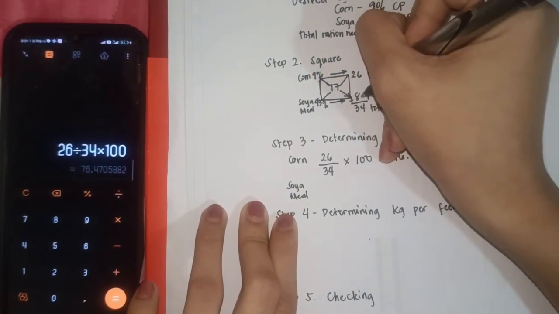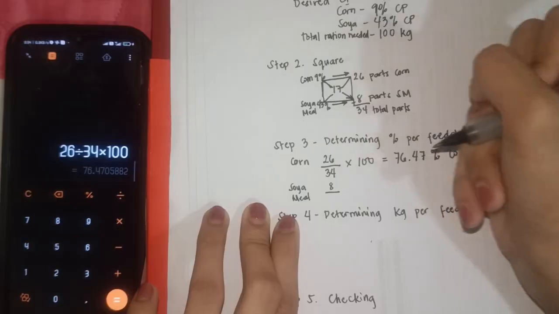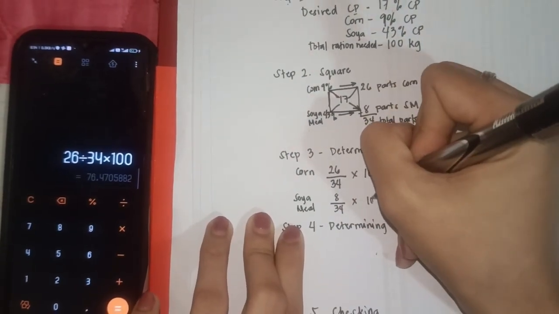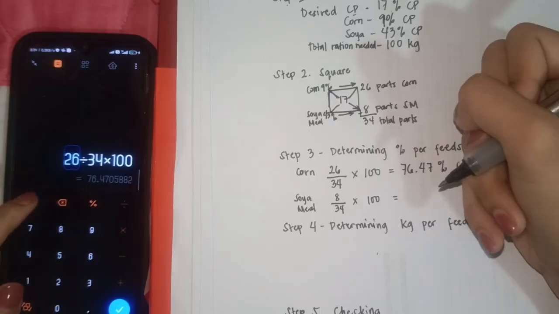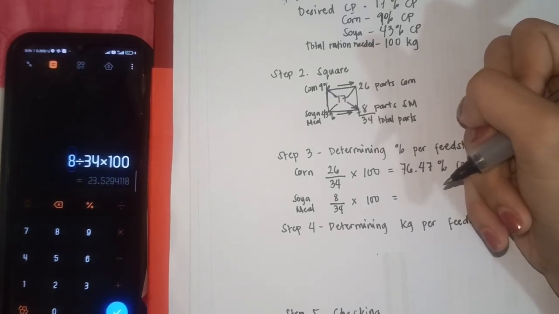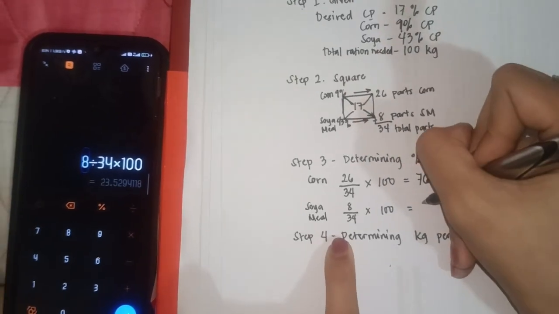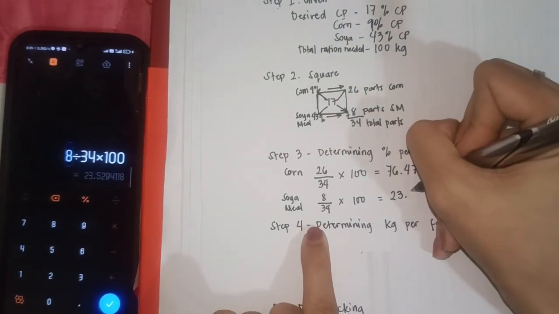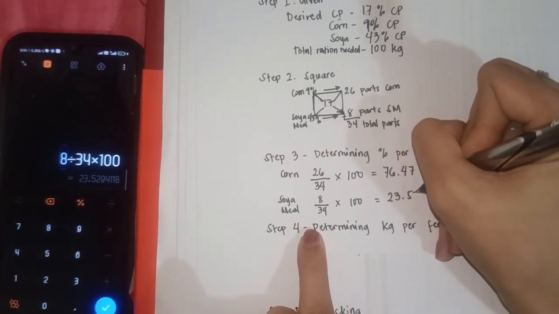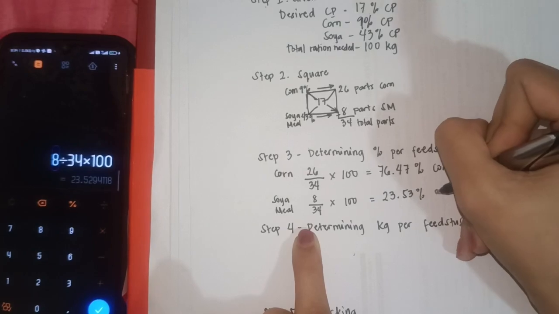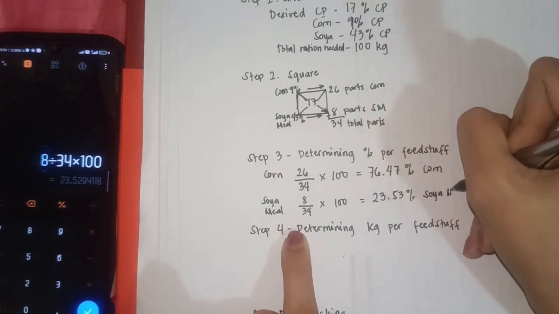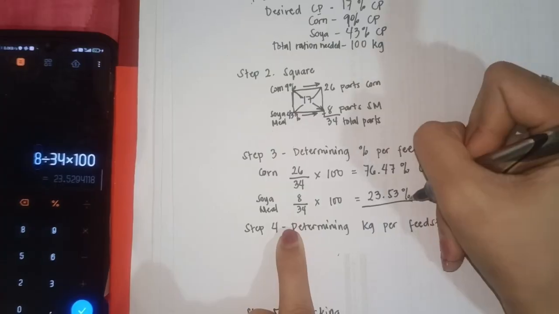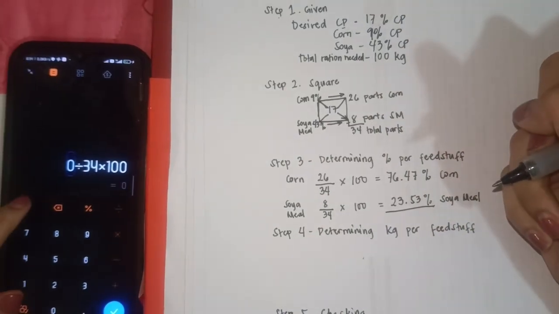So just have to divide the 8 parts with the 34 total parts, then times 100 again, and that would produce an answer of 23.53% soya. And to check if it is 100%, just have to add both.